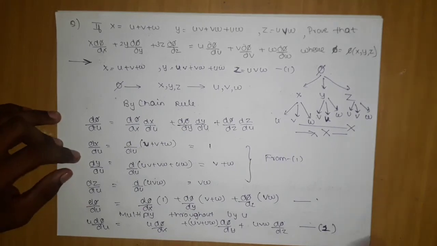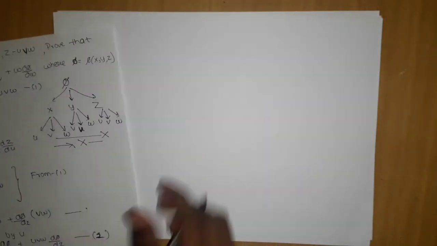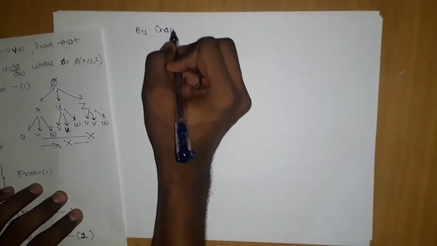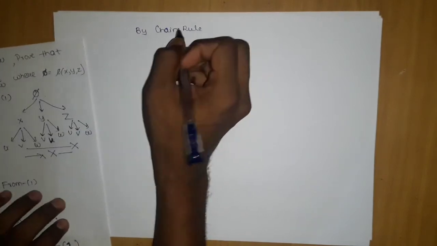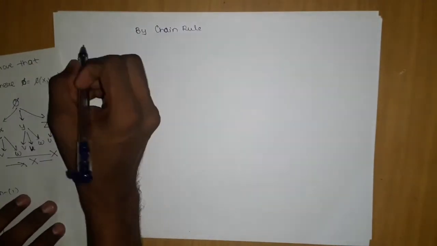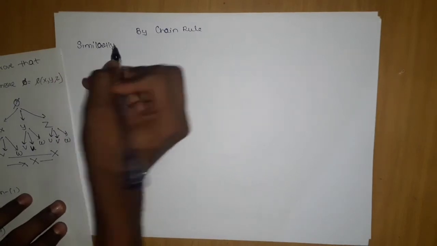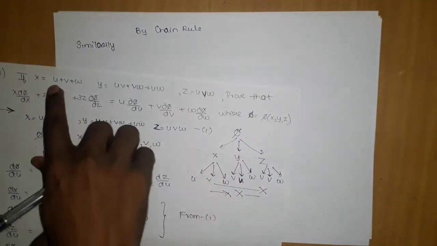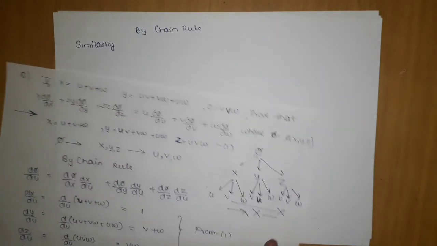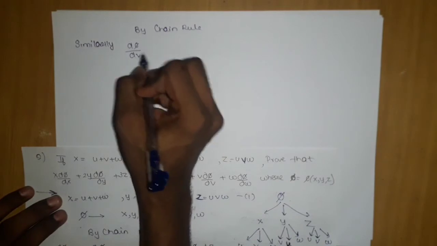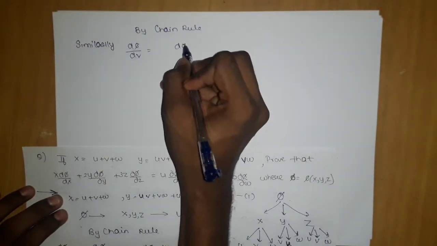So we got 2. Now what we are going to do, again by chain rule, here you will not do the same thing again. You will say by chain rule similarly, by observing that the functions are symmetric, you can directly get now ∂φ/∂v. How it will be ∂φ/∂x.